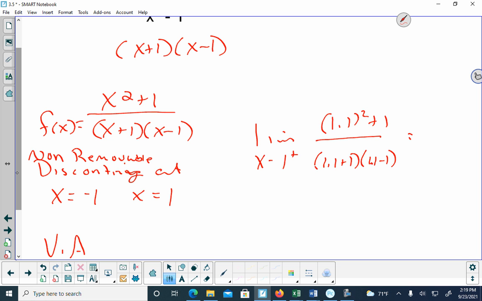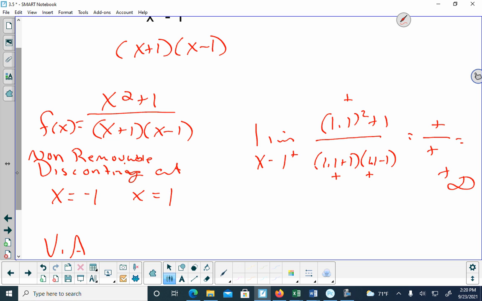If I do the numerator, it's going to be what kind of number? I just want positive or negative? Positive. If I do the denominator, 1.1 plus 1 is going to be a positive number, and 1.1 minus 1 is also going to be a positive number. So I'm going to have a positive over a positive, so this whole thing is going to approach positive infinity.